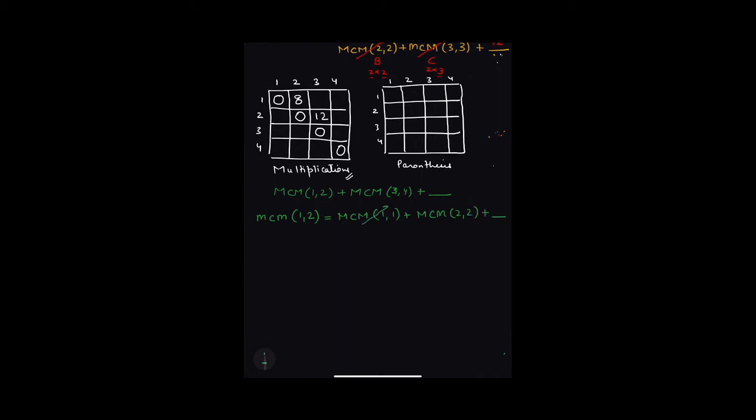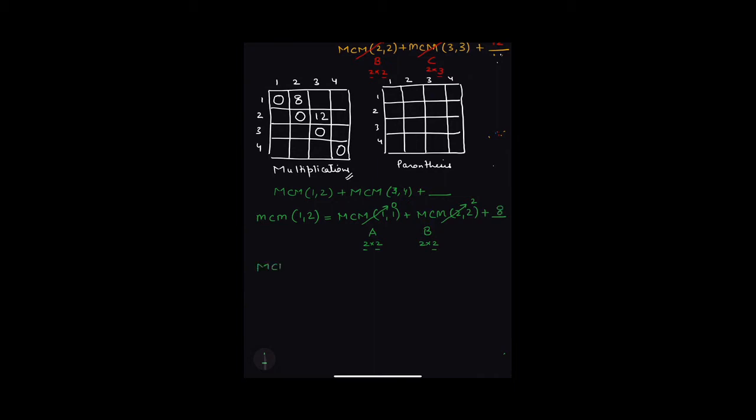Since the value of LCM 1,1 is 0 and LCM 2,2 is 0, we can say I have an A matrix with a dimension of 2 cross 2 and a B matrix with a dimension of 2 cross 2. So the total number of multiplications will be 2 cross 2 cross 2, which is equal to 8.